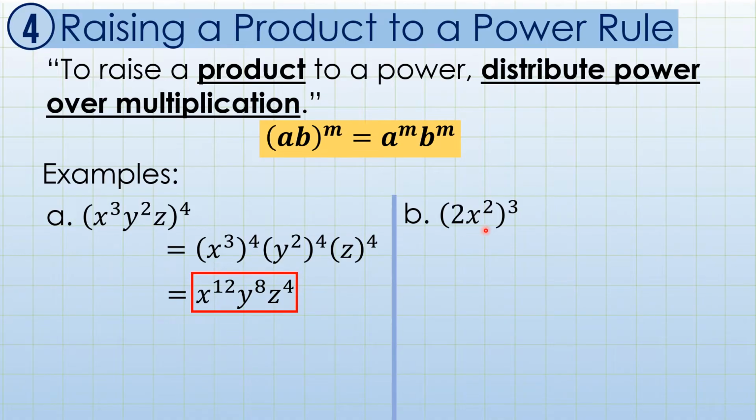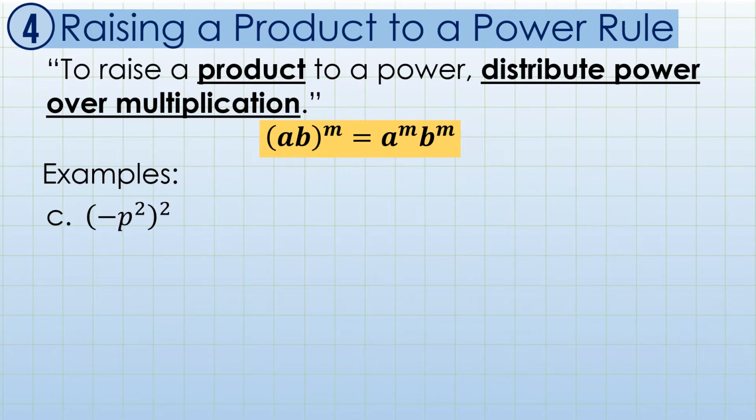The quantity 2x squared cubed. So, ganun pa rin, yung dalawang factors na to, na 2 saka x squared, makaka-receive ng 3. So, 3 times 1 na exponent dito, 1 times 3 is 3. 2 times 3 is 6. So, final answer dyan ay magiging 8 x to the 6.